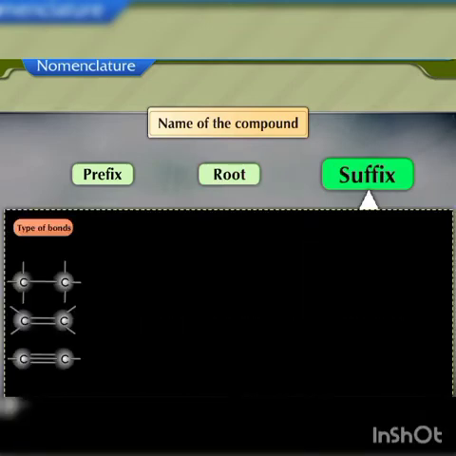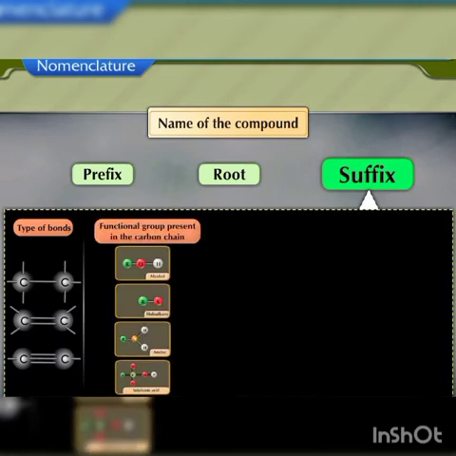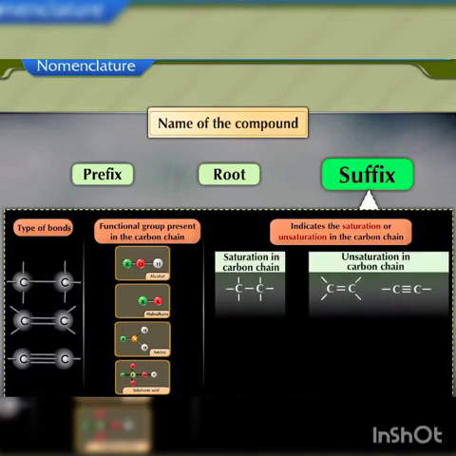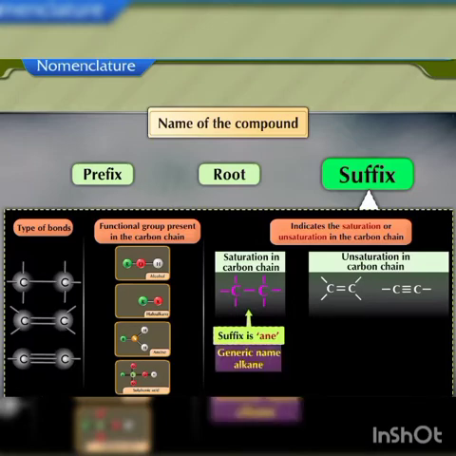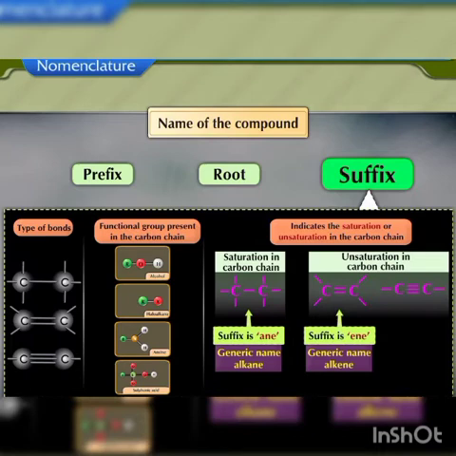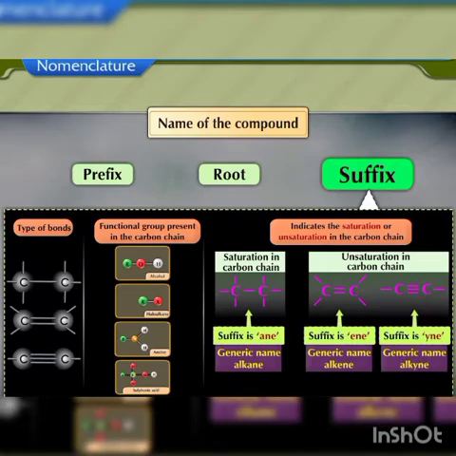The suffix denotes the type of bonds or functional group present in the carbon chain. The suffix added to the root word indicates the saturation or unsaturation in the carbon chain. For example, if the carbon chain is saturated, the suffix is ane for the generic name alkane. If the carbon chain is unsaturated, having a double bond, then the suffix is ene for the generic name alkene, and if the carbon chain is unsaturated, having a triple bond, the suffix is yne for the generic name alkyne.